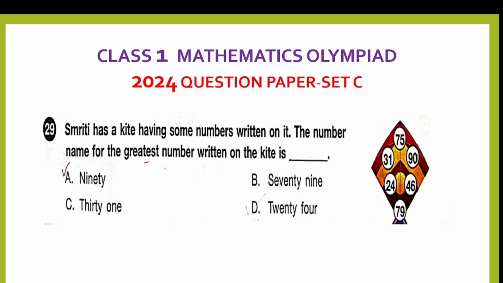Next question. Smriti has a kite having some numbers written on it. The number name for the greatest number written on the kite is? Here we have numbers and we have to choose the greatest number, that means the biggest number. Obviously the biggest number here is 90. Therefore 90 is the biggest number and it is given in words. So option A is the correct answer, that is 90.